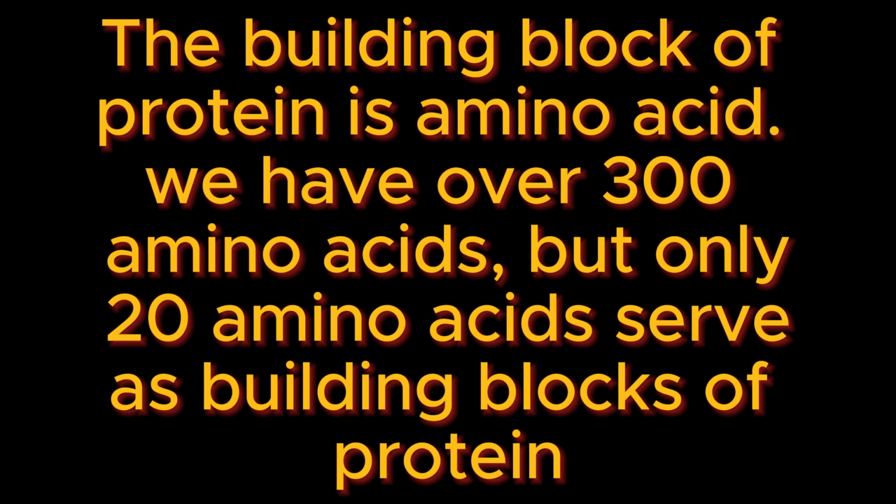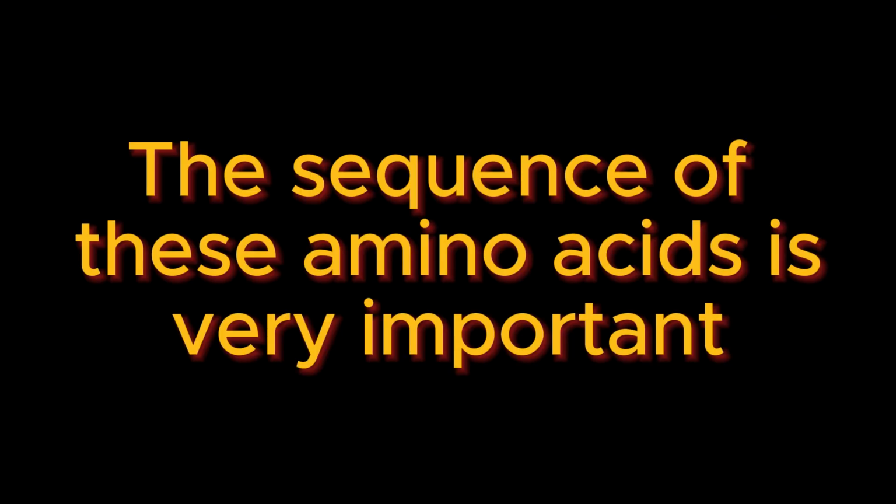Okay, now we've known that the building blocks of proteins are amino acids, but that's not all. How do we link these amino acids together, and in what sequence? Which amino acid should come before which? So the sequence of these amino acids in a protein is very, very important, because the sequence of the amino acid is what determines the protein property.